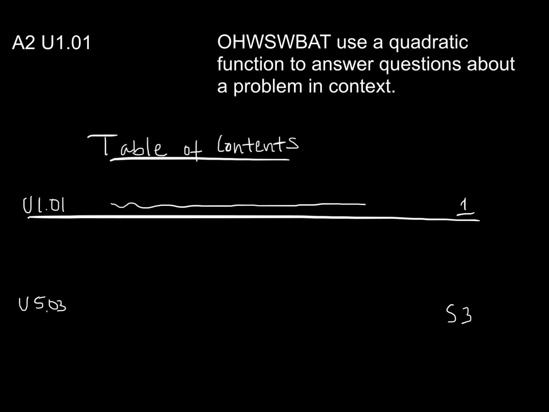Remember, that's 3 pages in. You're going to label that as page 1. And you're going to want to give it a heading. The heading is going to be, you can omit the A2, but you'll want to put Unit 1.01, and you're going to write the aim. Okay? Quadratic function to answer questions about a problem in context. So go ahead and do that now, and then we will go ahead and get started.